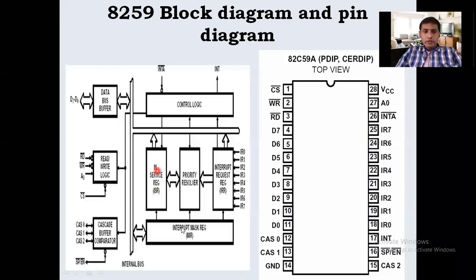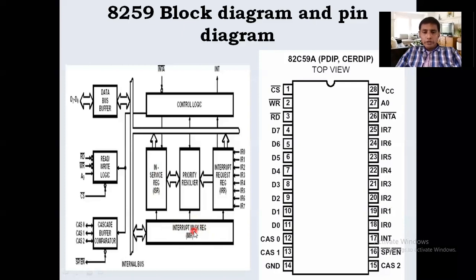Then the other one is the interrupt mask register. This is important. The interrupt mask register stores the masking bits of interrupts. Masking means making all zeros, so those interrupts are not processed. Those are called the masking bits of interrupts. So the interrupt mask register stores the masking bits of interrupts.